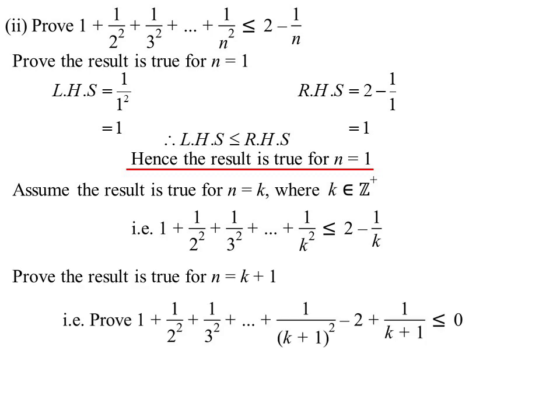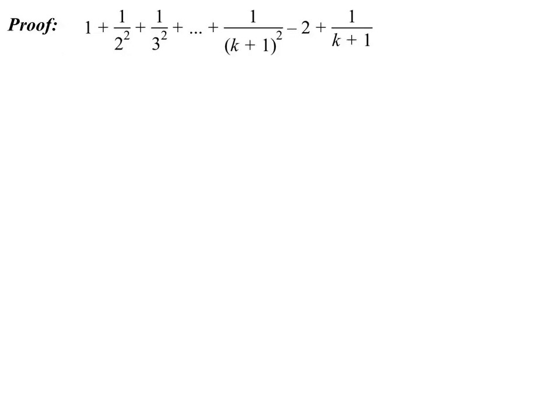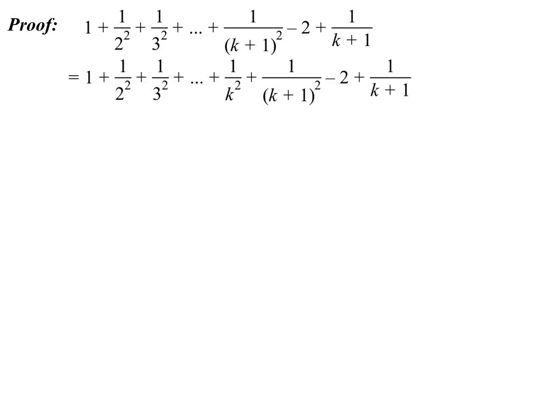This is what I want to prove. Once again, I'm going to pull everything to the left-hand side and try to show this is always less than or equal to 0, so a negative number or 0. Here's my proof. Well, it is much like a series type. So let's pull out the term before, and then I can substitute in my assumption. We said all of that was less than or equal to 2 minus 1 on k. So this is what I've now got.